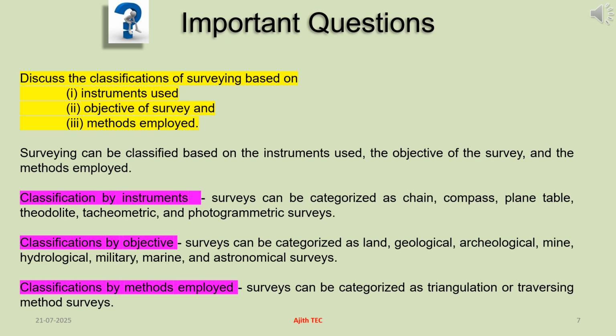Classification by instruments. Surveys can be categorized as chain, compass, plane table, theodolite, tachymetric, and photogrammetric surveys. Classifications by objective. Surveys can be categorized as land, geological, archaeological, mine, hydrological, military, marine, and astronomical surveys. Classifications by methods employed. Surveys can be categorized as triangulation or traversing method surveys.